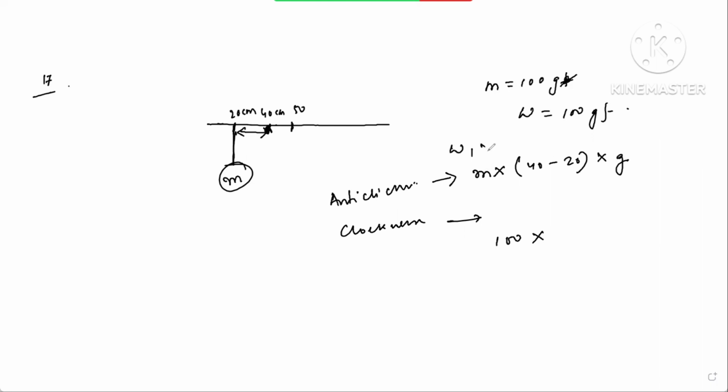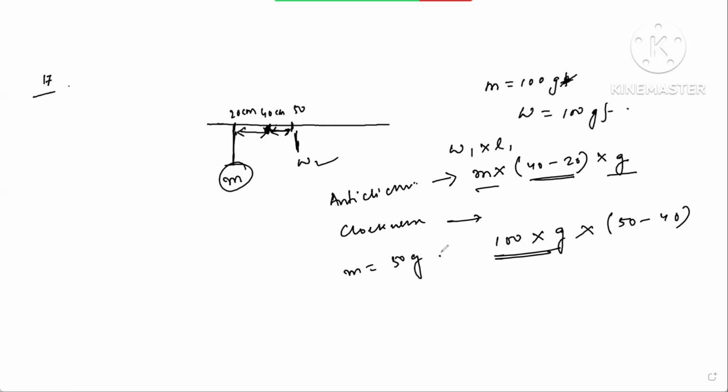The actual formula is W1 L1. So W1 is m into g and L1 is 40 minus 20. Here also, W2 is 100 into g into 50 minus 40, because this is the distance from the balance point. Here the weight is suspended W2. So the value of m will come out as 50 gram.